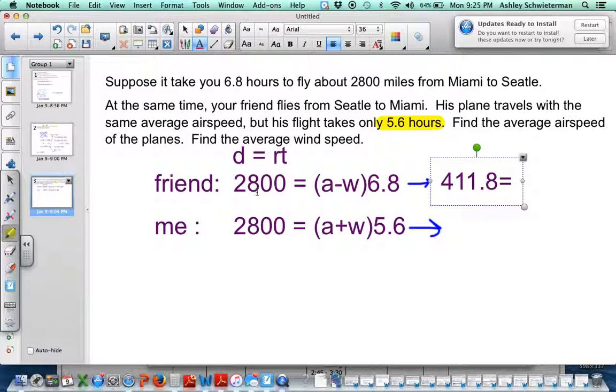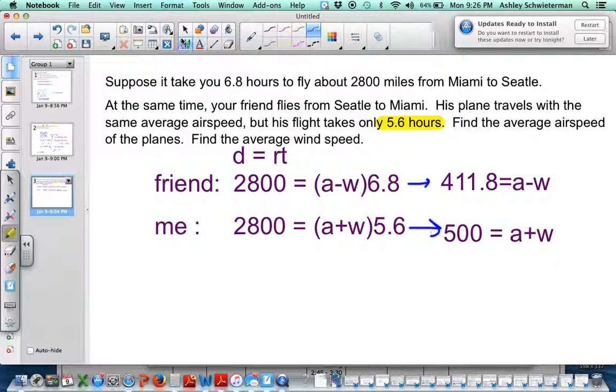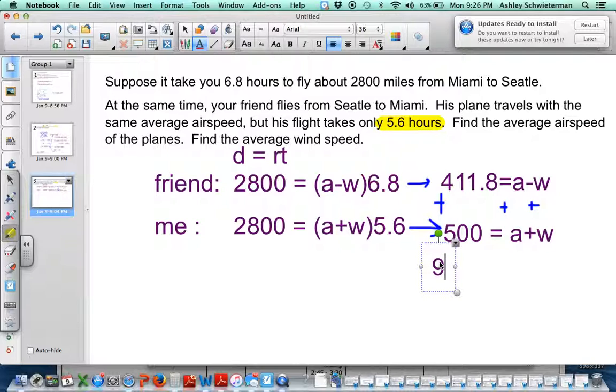Equals A minus W. And then here I'm going to do the same thing. I'm going to take 2,800 and divide by 5.6 this time, and I get 500. And that equals A plus W. And now I am capable of easily doing addition or subtraction in order to eliminate. And I'm going to add and eliminate the W's. So 411.8 plus 500 is going to give me 911.8 equals 2A.